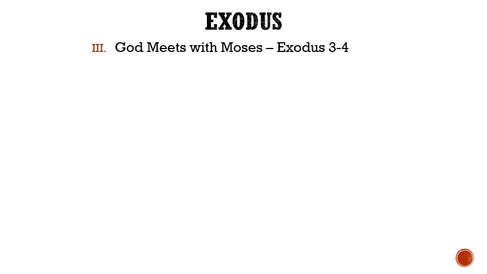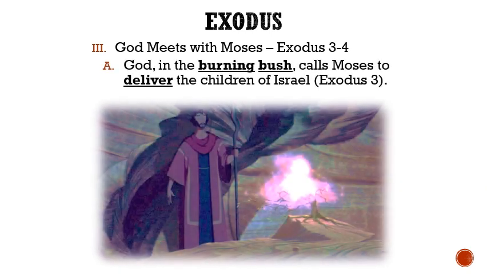Roman numeral 3. God meets with Moses. Letter A. God, in the burning bush, calls Moses to deliver the children of Israel. While taking care of his father-in-law's flock, Moses noticed a bush burning but not being consumed. When he got to the place where it was, the Lord told him to remove his shoes because of the holy ground he was stepping on.